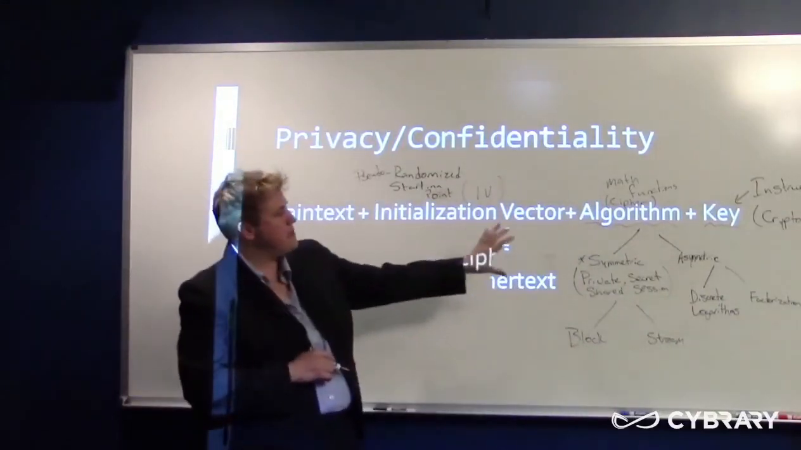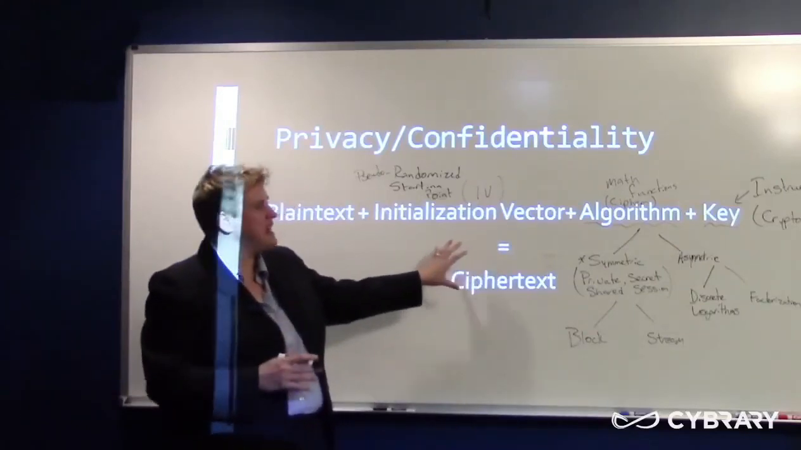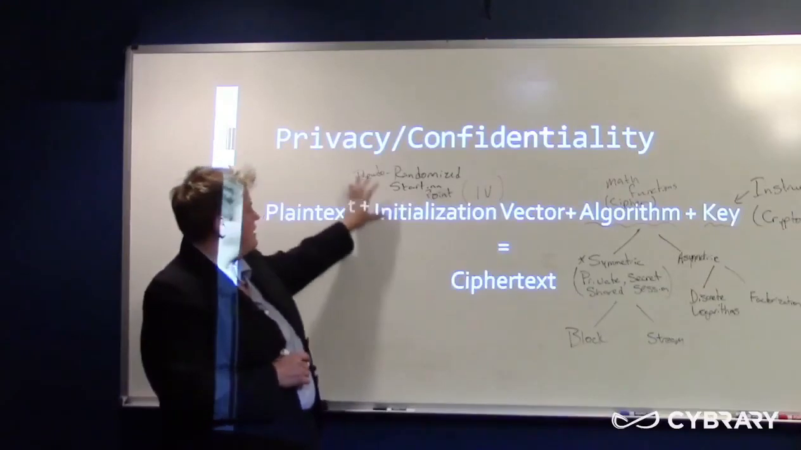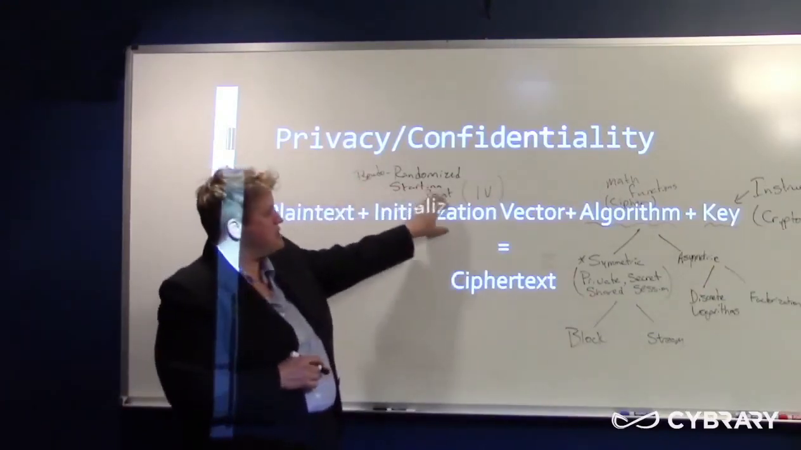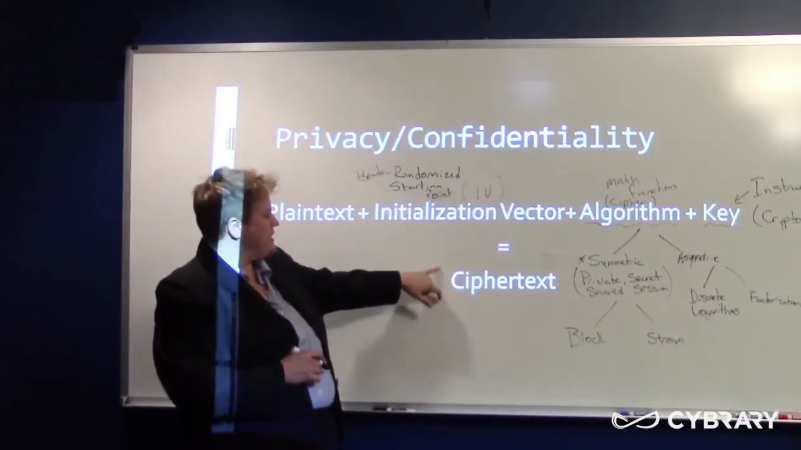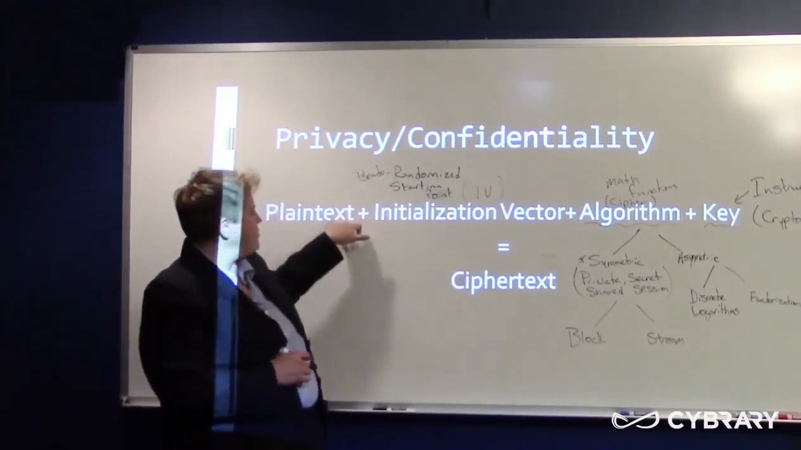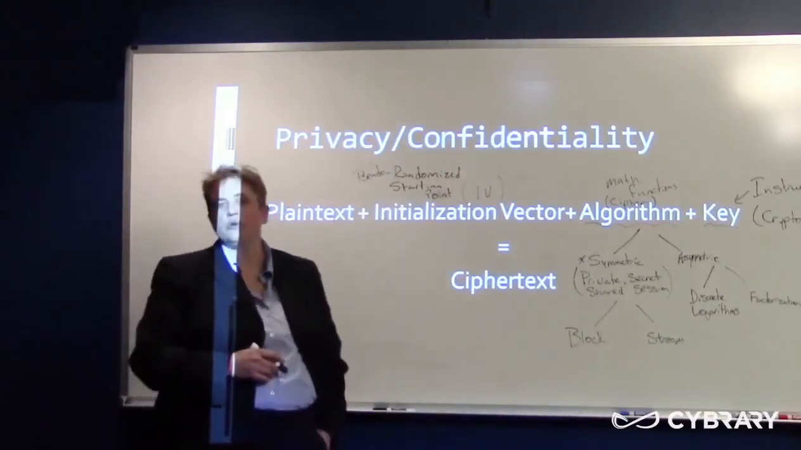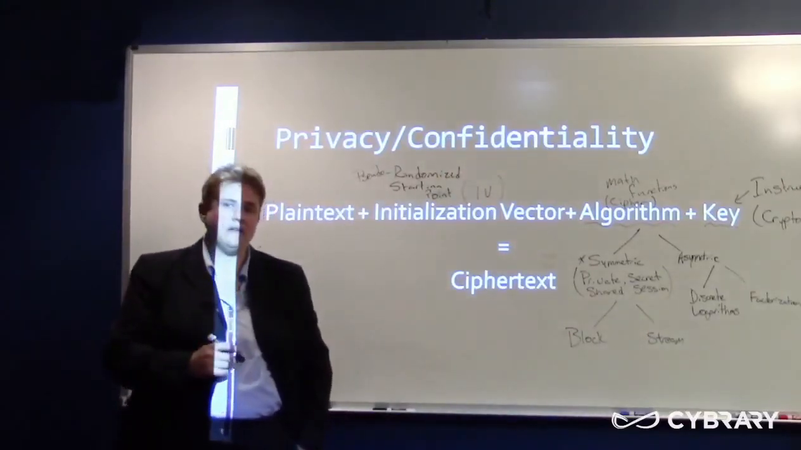So these are some very basic definitions or ideas that I want you to have. Everything that we do is going to build on the idea of we start with a plaintext, then we use an IV, an algorithm, and a key, with ultimately the point of transforming our plaintext into ciphertext. And that, again, is to give us the security services of privacy and confidentiality.